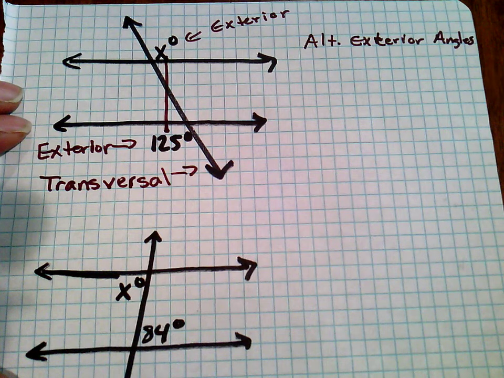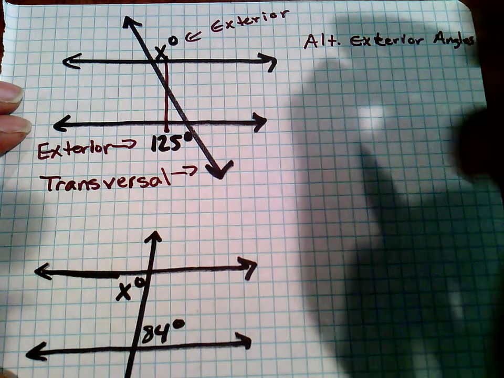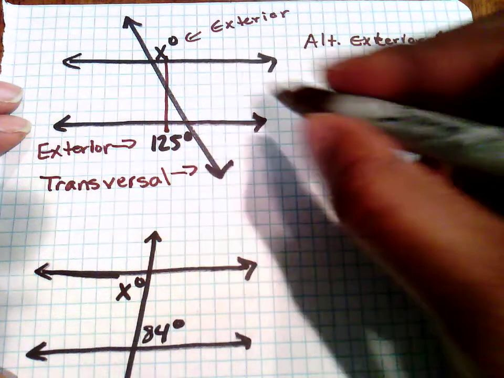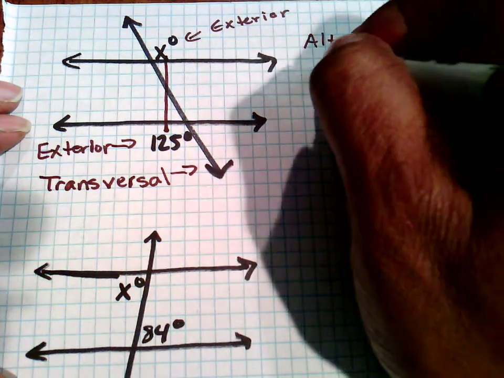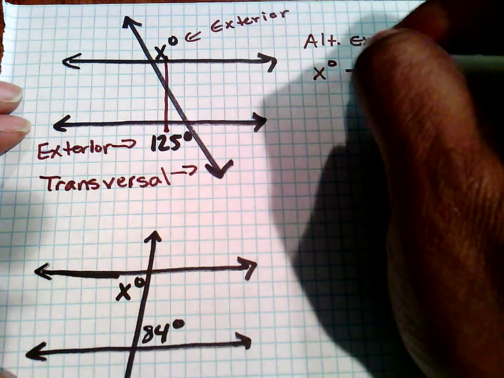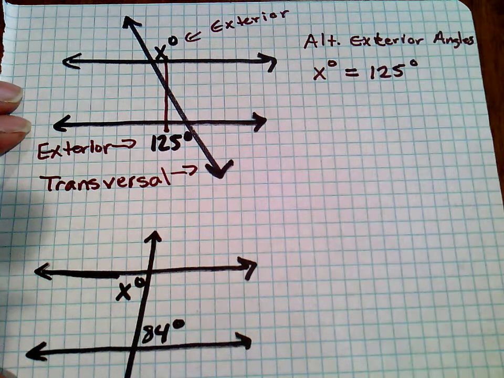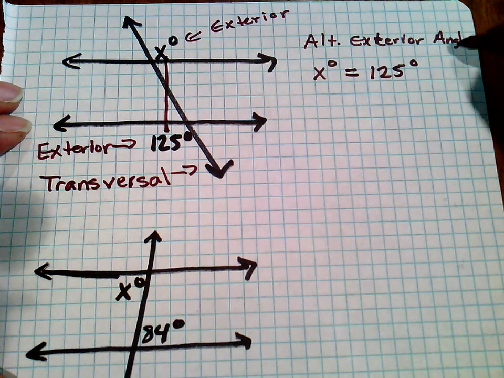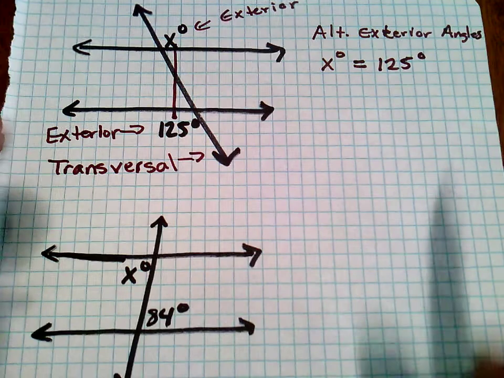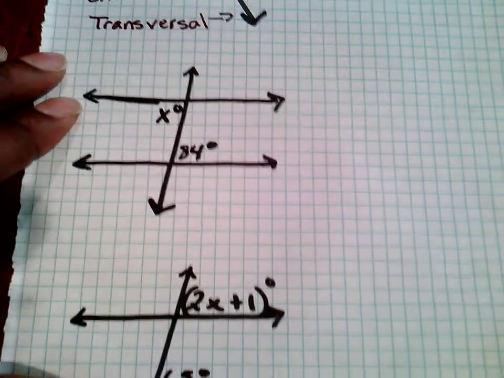And what we know about alternate exterior angles is that these angles are congruent, or have equal measure. So that would mean that the x degree angle is equal to 125 degrees. And therefore, our problem is solved. So x is equal to 125 degrees because the two angles are alternate exterior angles. All right, let's look at our next example.